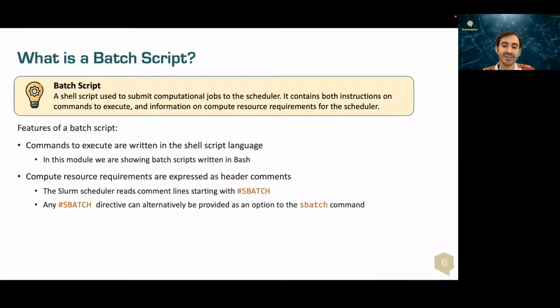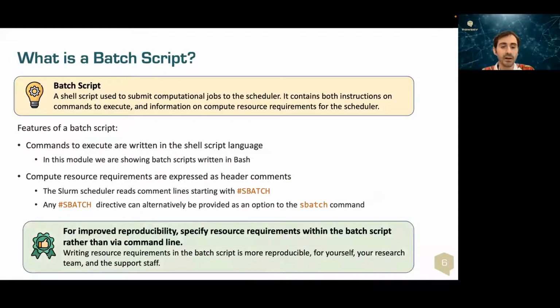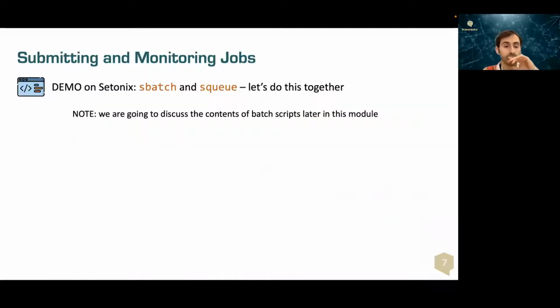However, we have a best practice to share with you. For improved reproducibility of your computational workflows, we recommend to specify all of the resource requirements within the batch script instead of the command line. And that's because in that way, your requirements will be written down and recorded in the scripts, and will make it easier for you to know what you ran and to run it again if you need it, or to share it with collaborators and so on. So encapsulating all of the requirements in the script will improve reproducibility.